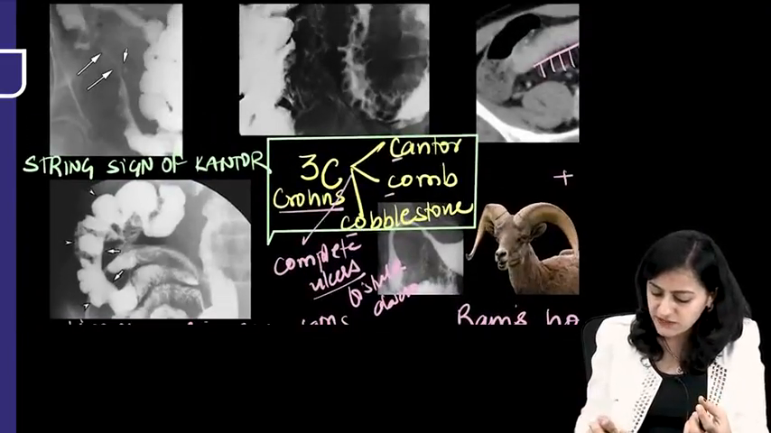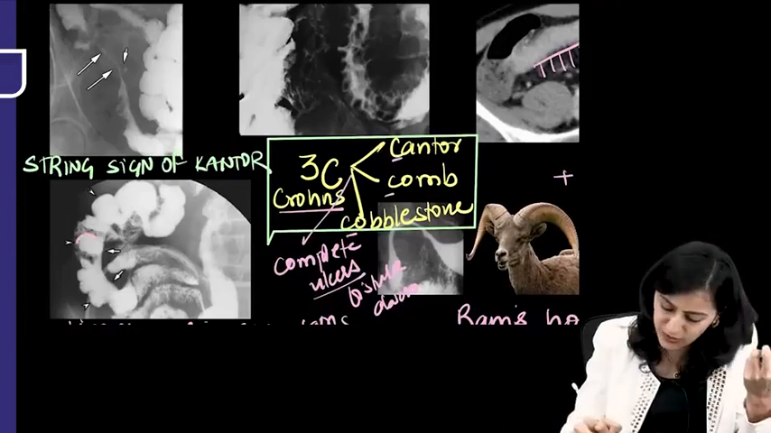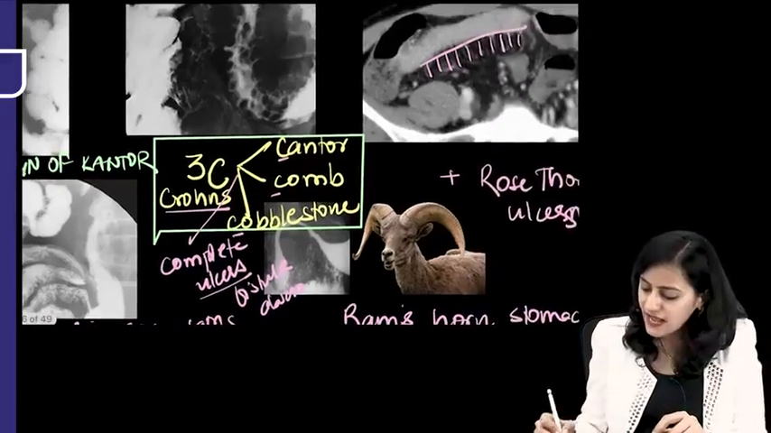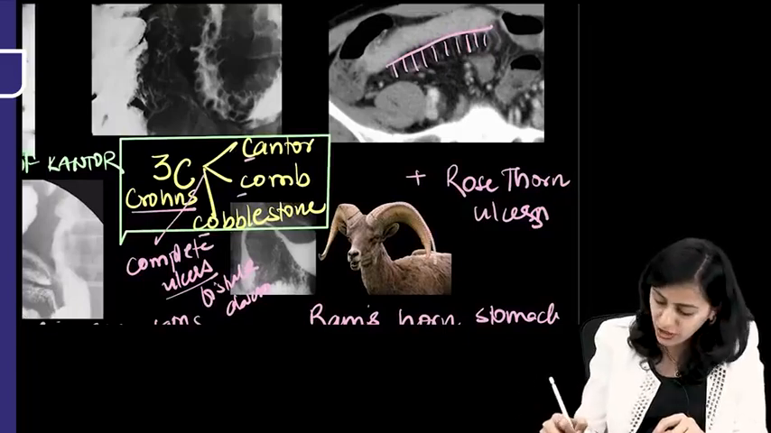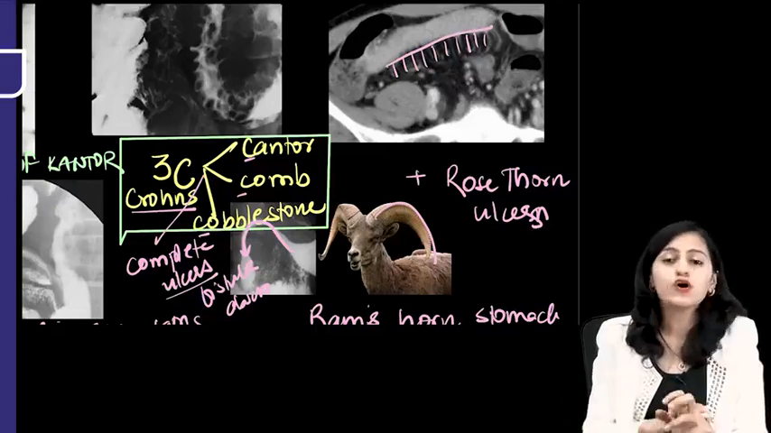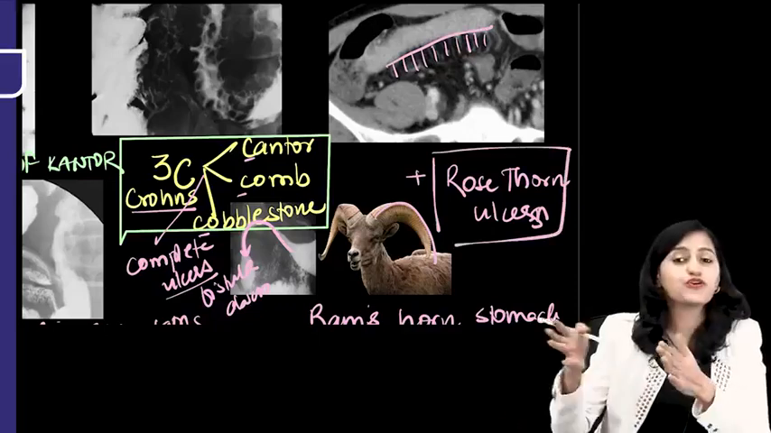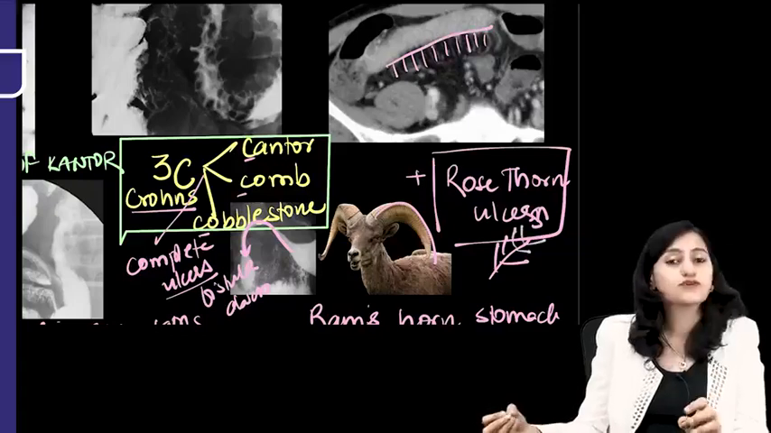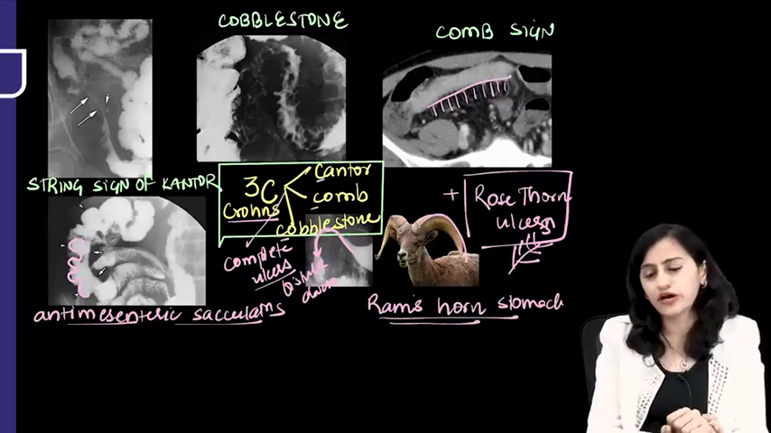And also the other feature is the anti-mesenteric border of the bowel shows sacculations. So you would see the sacculations in the anti-mesenteric border, and we have this ram's horn appearance of the stomach. Like this ram's horn, the stomach has this horn-like appearance, that is the ram's horn stomach. Horn rhymes with thorn. So also remember, we also see the rose thorn ulcers in Crohn's. The deep ulcers, those are the rose thorn ulcers in Crohn's. So these are the various features in Crohn's disease.